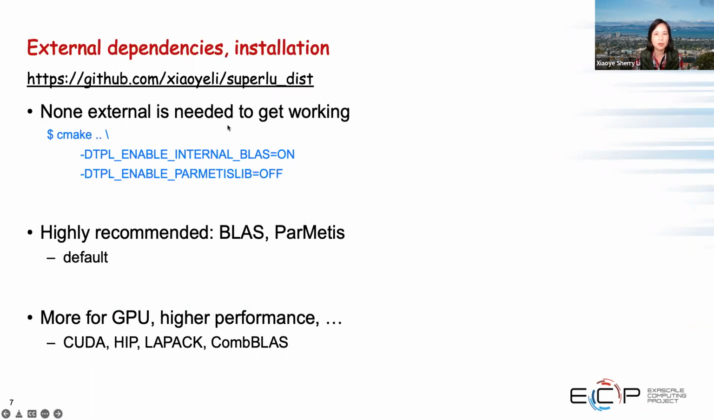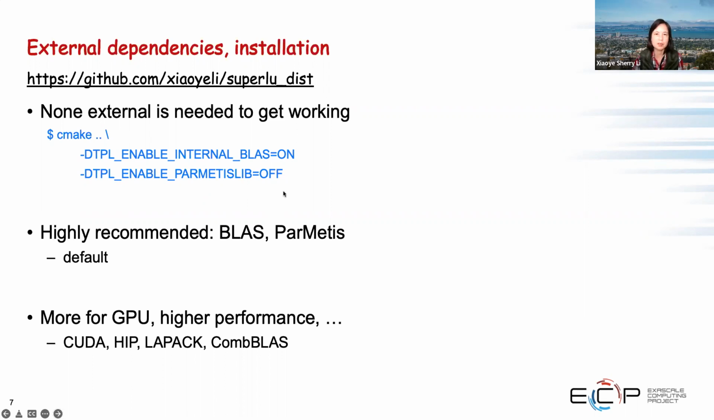And the software dependency for SuperLU is pretty minimal if you consider a sparse direct solver. If you don't have anything, you actually don't need any external library, everything is internal. So when you do the CMake, you can say, I enable internal BLAS, and I will say enable ParMETIS to be off. That means we'll use internally the default we have for the minimum degree ordering.